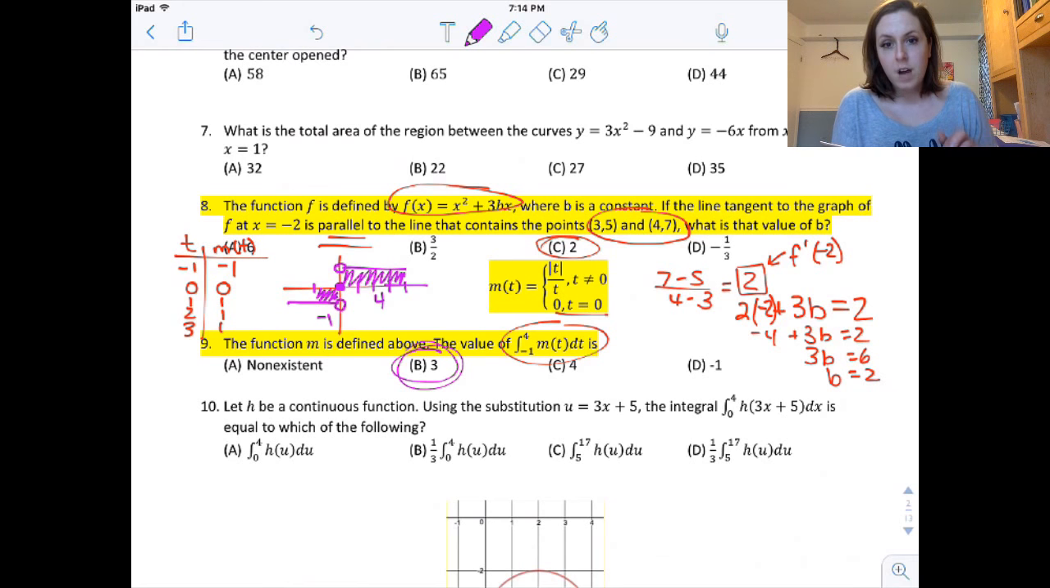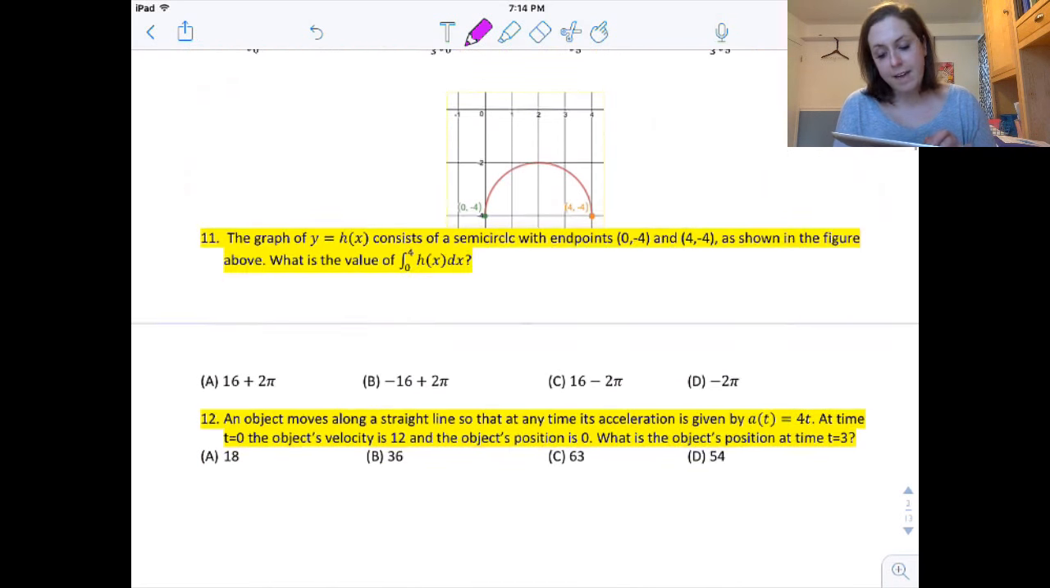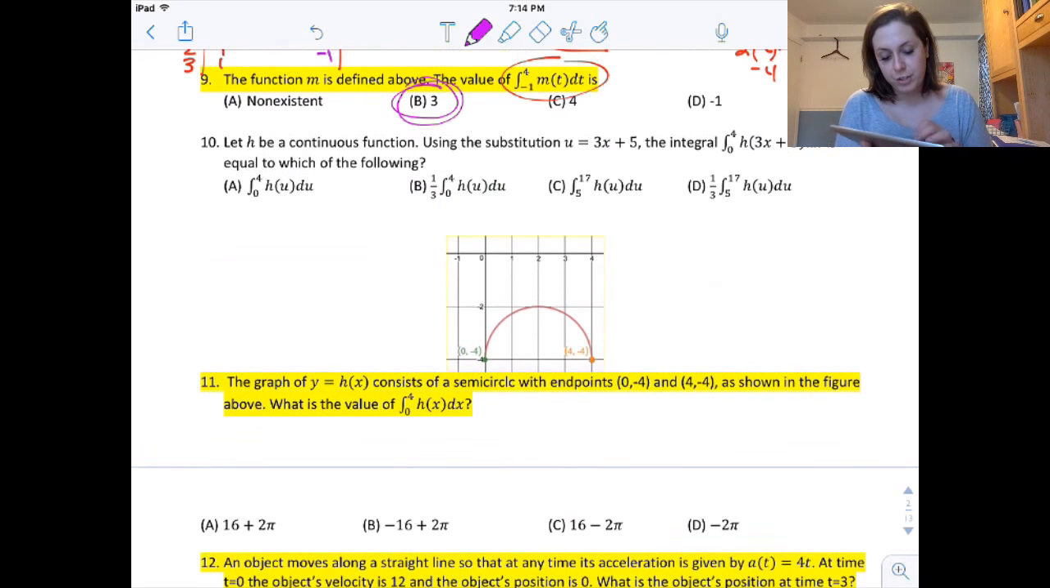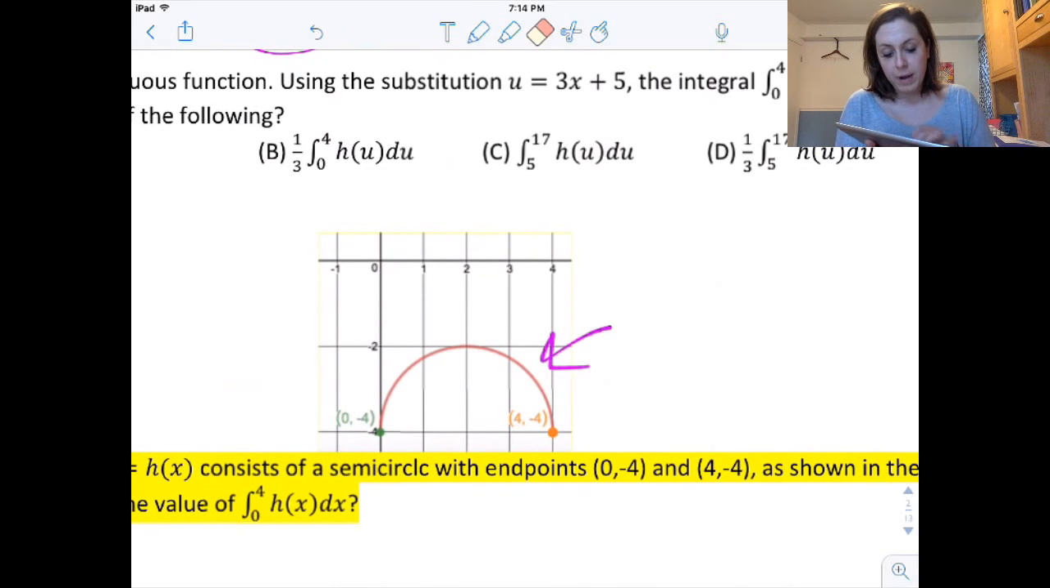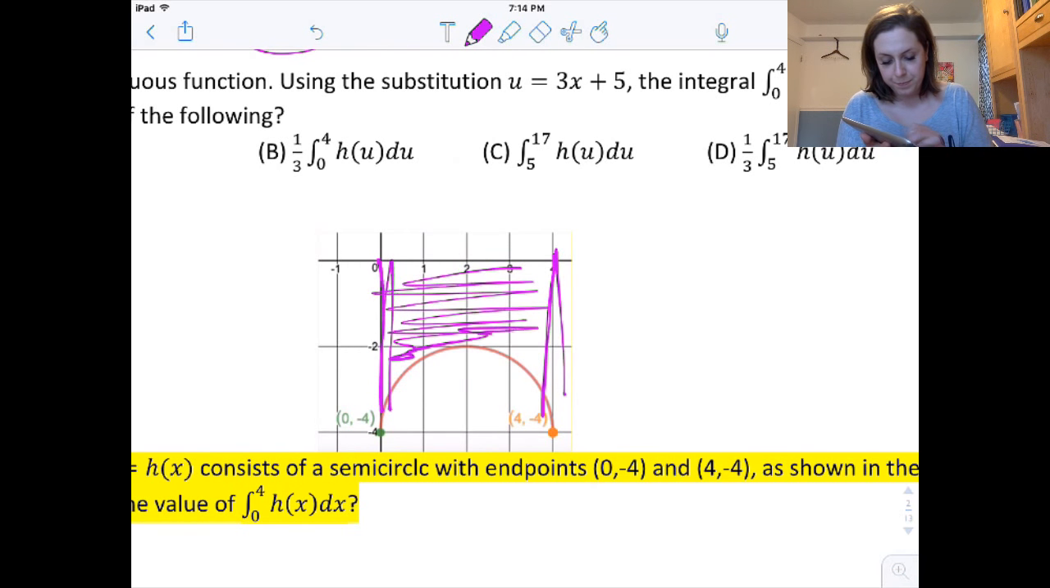All right, number 11. Again, this is H right there, and we're trying to find the integral from 0 to 4. I want this area here, the area between that and the x-axis. Here's what's tricky for people: we've got to look at what's going on with this part we're subtracting out.